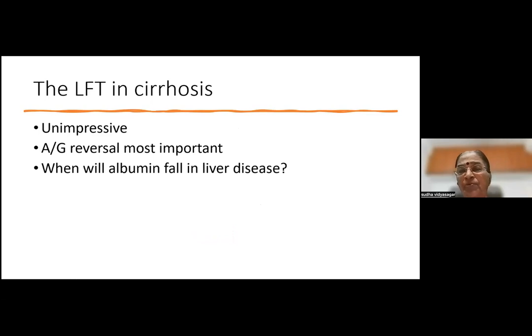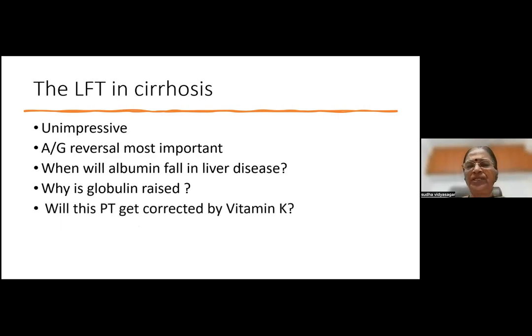So remember, albumin falls in liver disease only after 2 to 3 weeks of the liver disease being present, because the albumin half-life is about 14 to 21 days. Why is the globulin raised? The globulin is raised because of the chronic irritation, inflammation, whatever in the system. Will this PT get corrected by vitamin K?